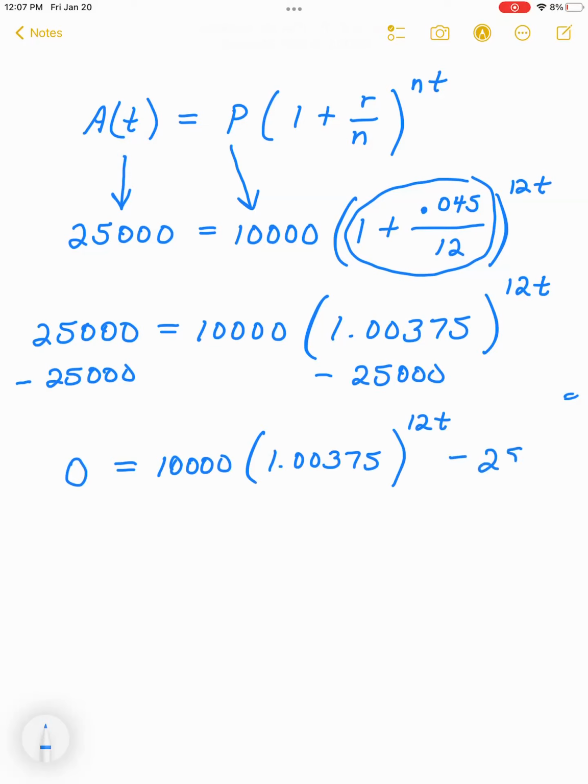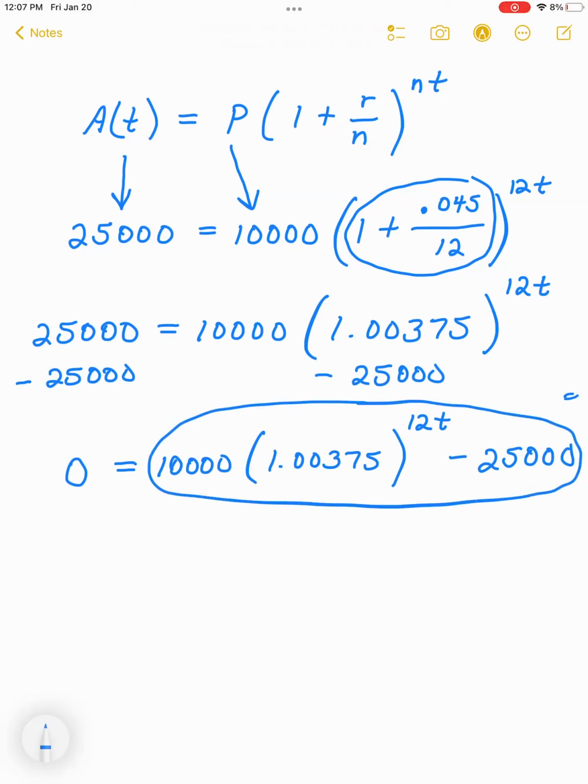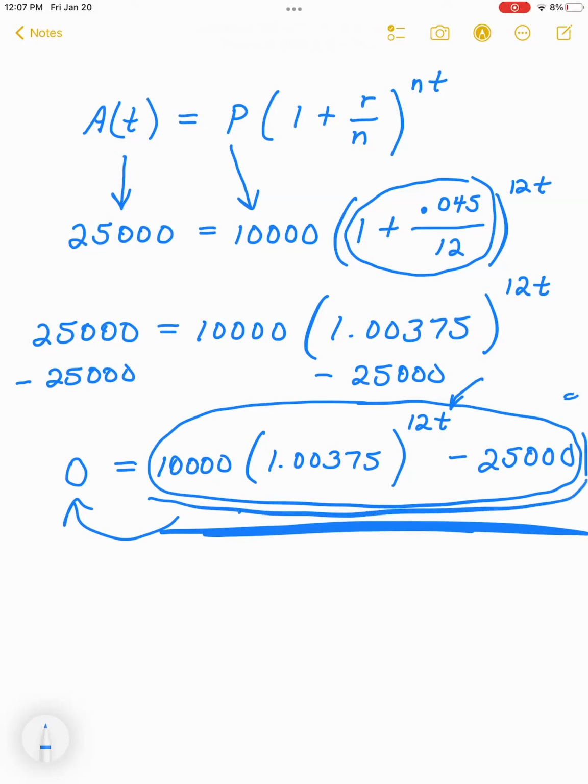Minus 25,000. Okay, so what you have here is going to be your function. And notice, we're trying to figure out what value for the t here will cause all of this to equal 0. All right, so to do that graphically, it's quite simple, actually, once you get used to it. We're going to graph this function that we have right here, and we're going to find the value for t that causes that to equal 0. So we're going to find the 0 then.